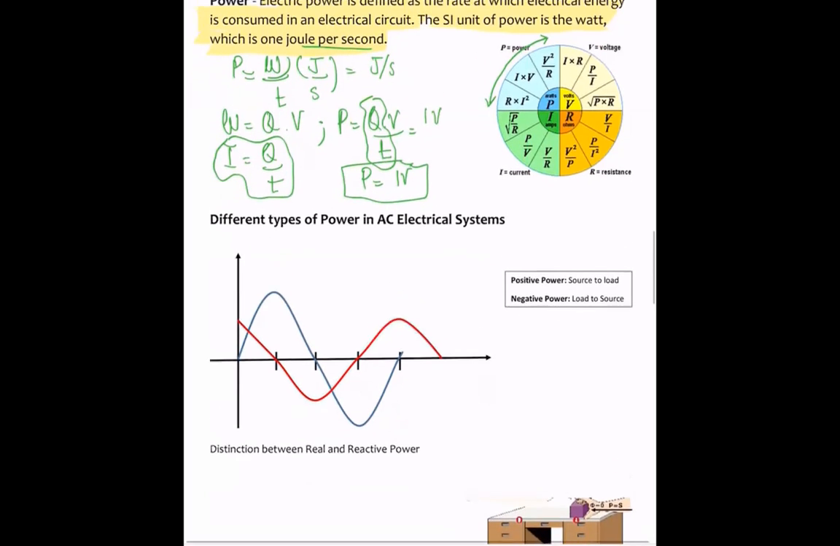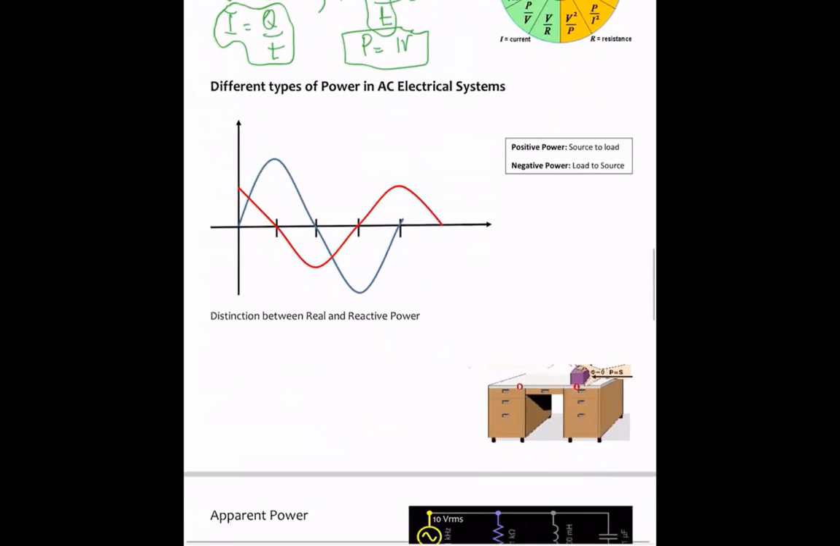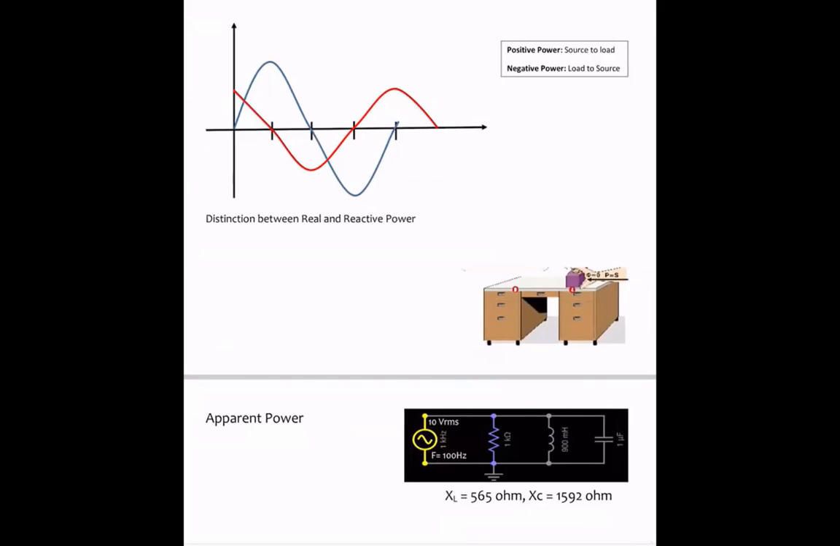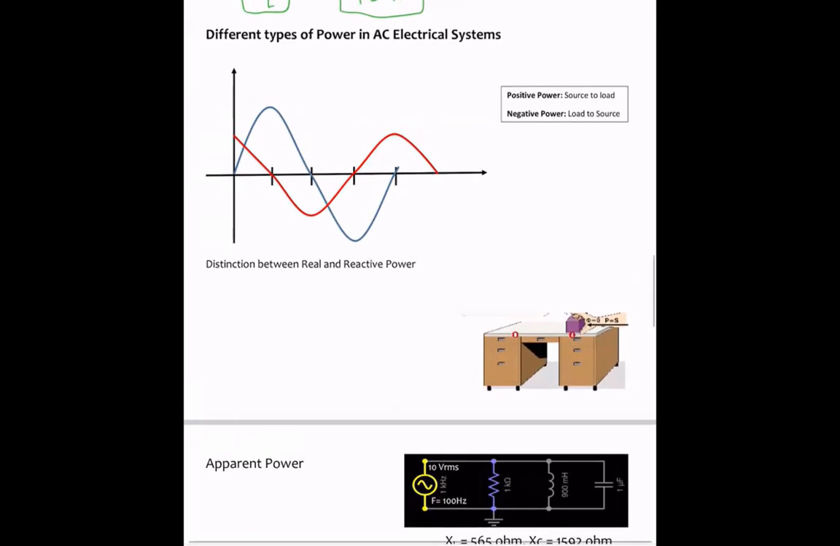Now, in an AC circuit, things get a little different, okay? Now remember, you could actually just think of an AC signal hooked up with, say, a capacitor, okay? So these reactive power, real power, and the apparent power are actually associated with the AC electrical systems, okay, not with the DC.